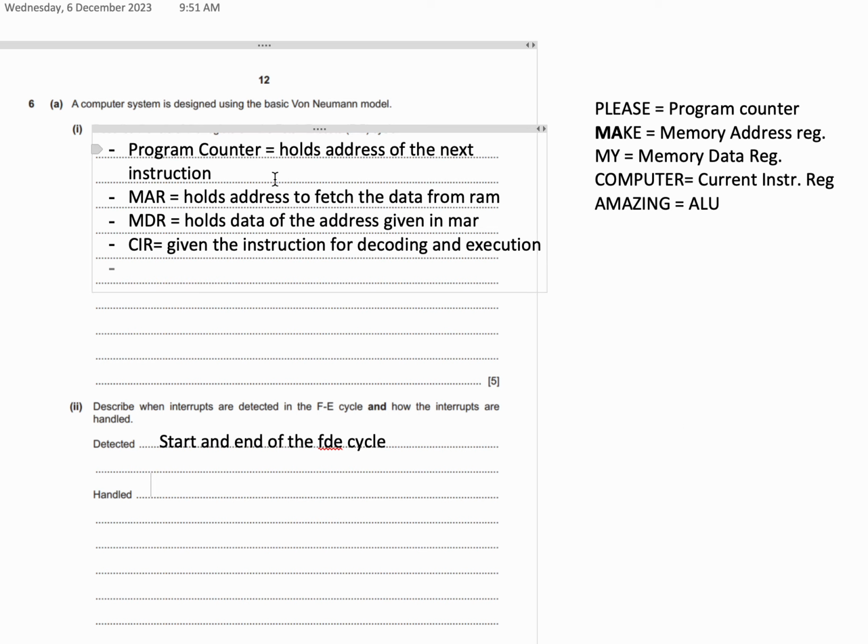So this question is about the von Neumann model. It says a computer system is designed using the basic von Neumann model. Describe the role of the registers in the fetch execute cycle.